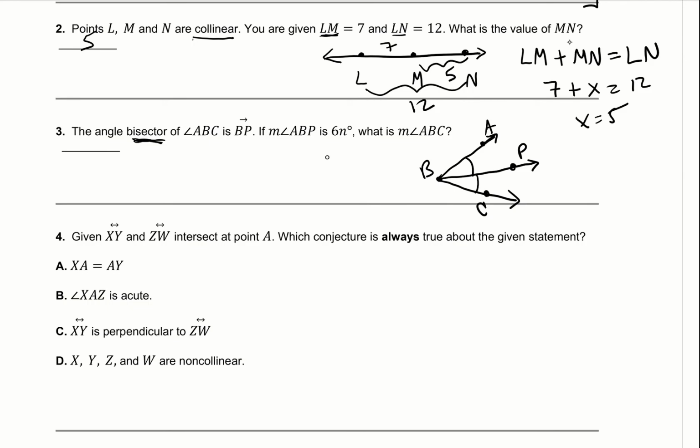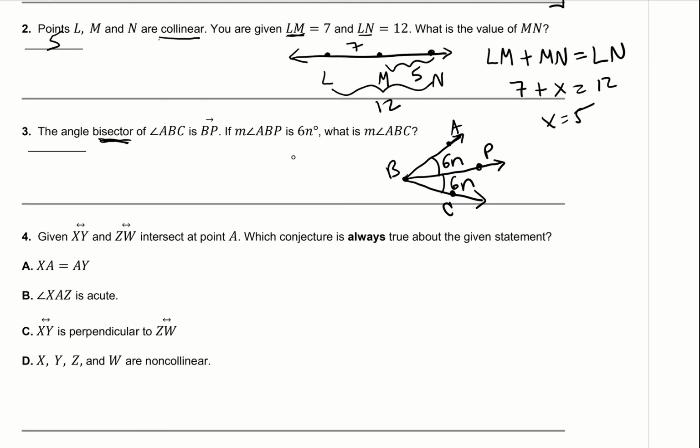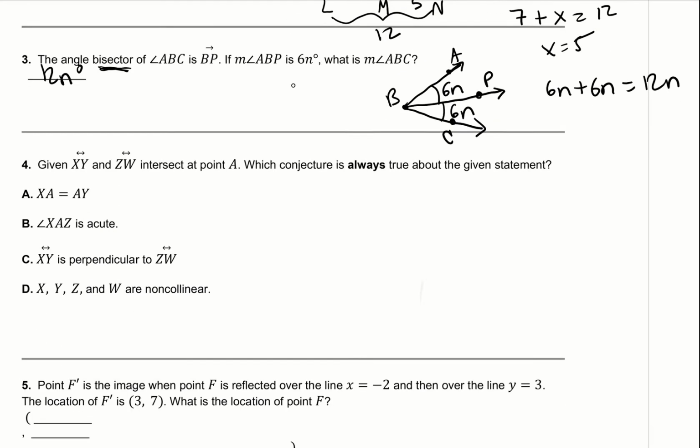So then it says ABP is 6n. So that means that if this is 6n, then below here has to be 6n as well, right? So we know what that is. So in this case, ABC is 6n plus 6n, which is equal to 12n. So the measure of angle ABC is 12n degrees. Pretty straightforward. There's no numerical answer for it. It's just going to be a variable answer.